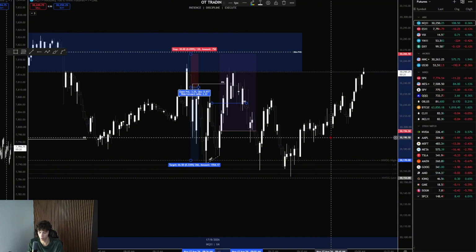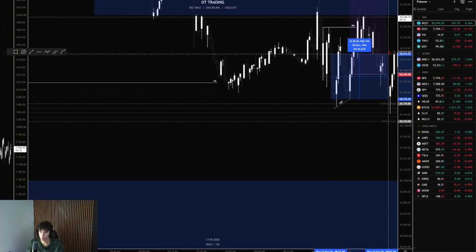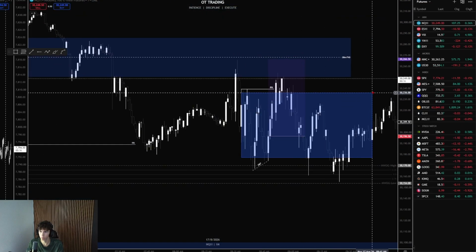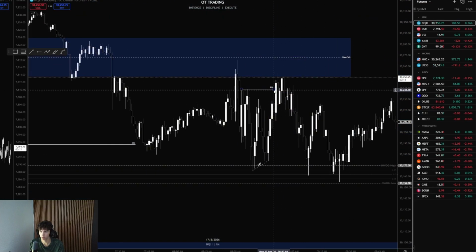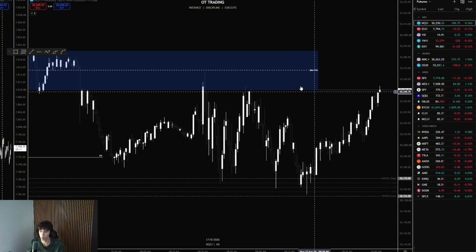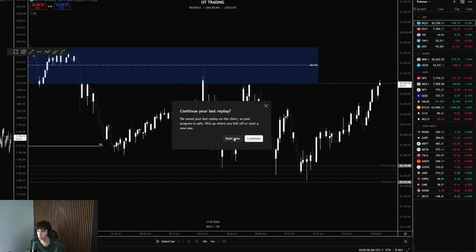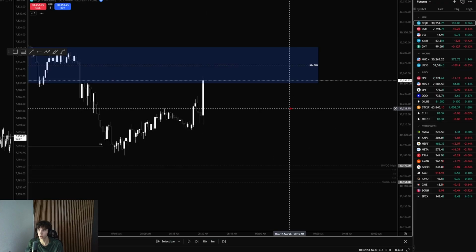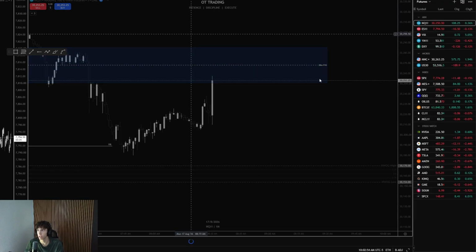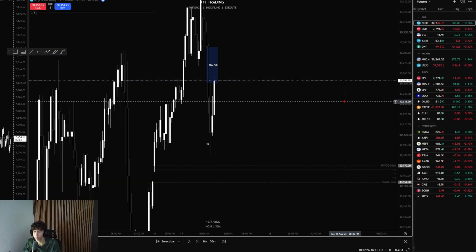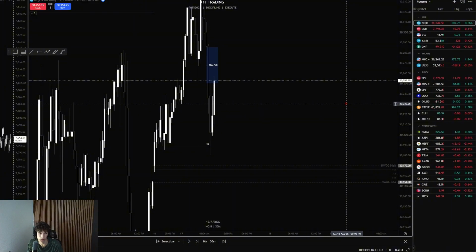So let me clean out the chart for you guys. Okay. So going into market open here, we need to understand as traders what is the drawn liquidity. We need to understand that before we hop on the charts and just take a blind trade. We need to understand what is the drawn liquidity.